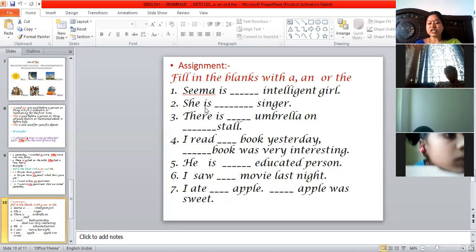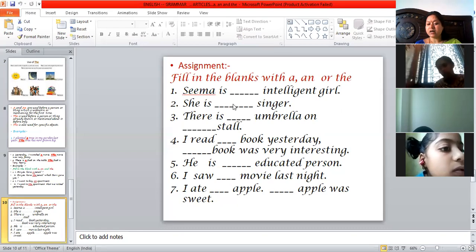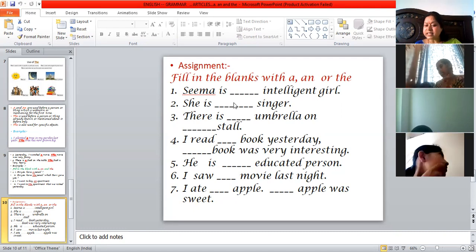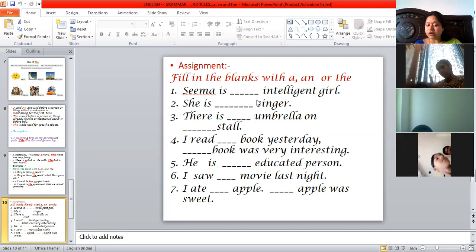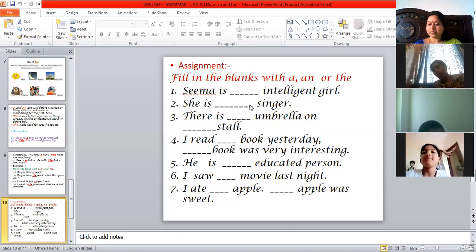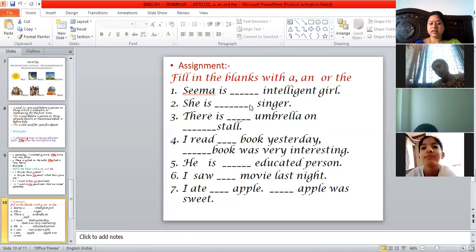Okay. Now next. She is dash singer. Yes, what will you write here? She is a singer. Very good. Why? Because you see, what is it starting with, a vowel or a consonant? It is starting with a consonant. That's why you should write a.